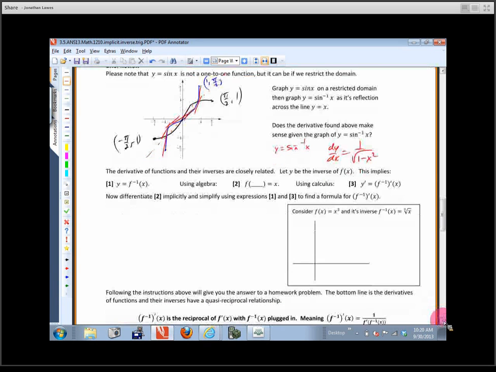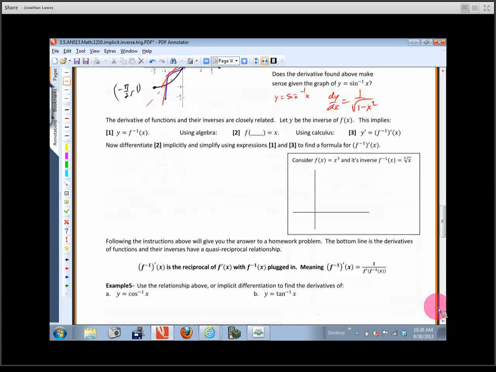Okay, so let's take a look at the next thing, and this is kind of an interesting exercise. So the derivatives of functions and their inverses, if they just undo each other, their derivatives ought to have something to do with each other. Okay, so let's think about this. If y equals f inverse of x, if we were to use some algebra, and I just wanted to have f, and it's just a plain old x here, what would go in that blank? It would be a y, right?